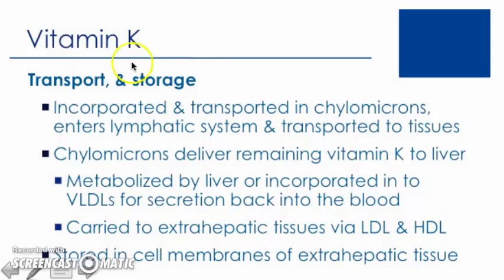Looking at its transport and storage, we see that vitamin K, as we mentioned previously, once in the enterocyte, is incorporated with other lipid products into chylomicrons. And this again is going to be within the enterocyte, and so once the chylomicron has formed, it exits through the basolateral membrane into lymphatic circulation. From there it is transported through the blood to different body tissues.